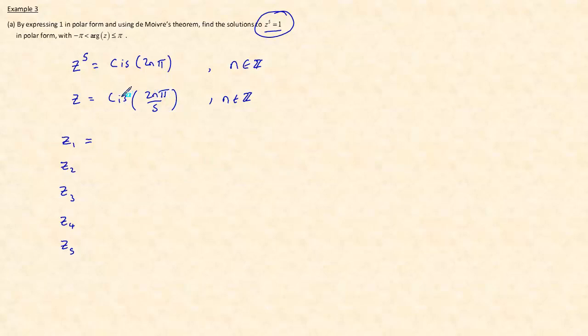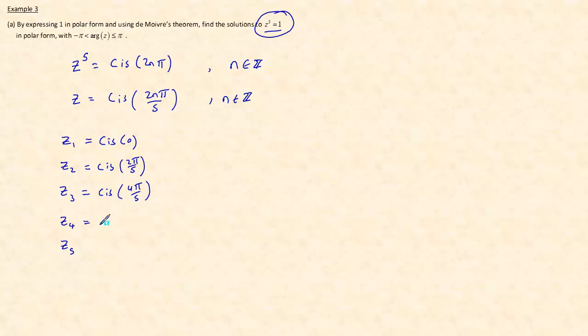So taking n is 0, we just get cis 0. So that's going to be one of our solutions. Take n is 1, and we get cis 2 pi by 5. We don't need to think too hard about this because we know the separation between these roots is going to be 2 pi by 5. 2 pi in a circle, 5 solutions. Then if we take n is 2, we get cis 4 pi by 5.